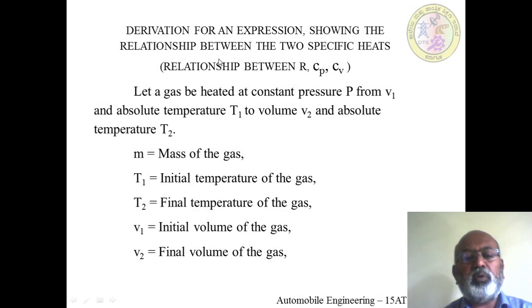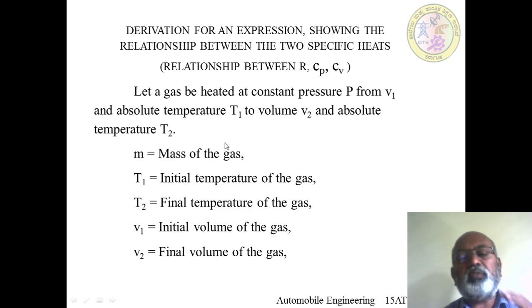Derivation for an expression showing the relationship between the two specific heats. Relationship between R, that is gas constant, Cp, that is specific heat at constant pressure, and Cv, specific heat at constant volume. Let the gas be heated at constant pressure P, so P is constant, from volume V1 and absolute temperature T1 to volume V2 and absolute temperature T2.